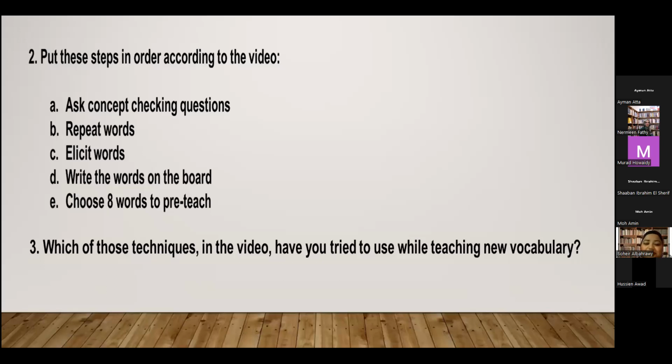Okay, what's the first step? Which of these is the first step? Write in the chat box. In order, you can write just the letter A, B, C, D, or E. Yes. E is number 1. Mostly E is number 1. You need to choose words first. Choose the words that you need to introduce first. Choose 8 words. The ideal number of vocab that you can teach per lesson is from 4 to 8, according to your students. So you need to choose the words first, and then what's the second step?